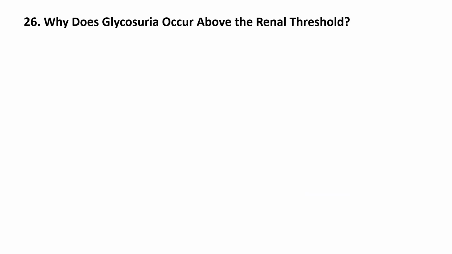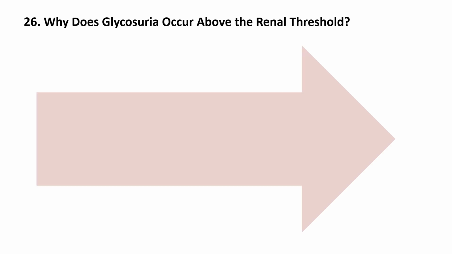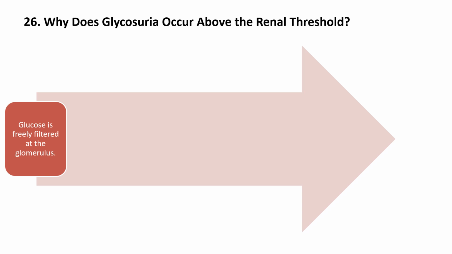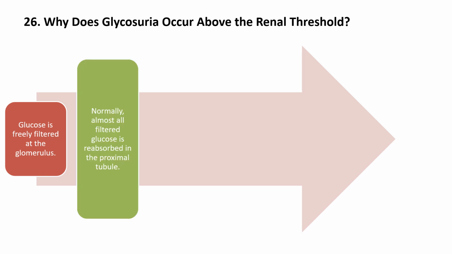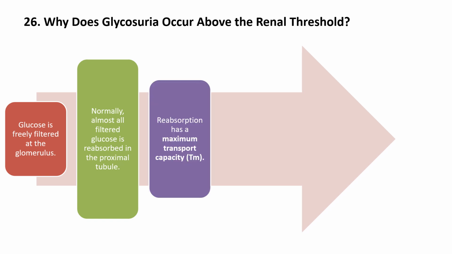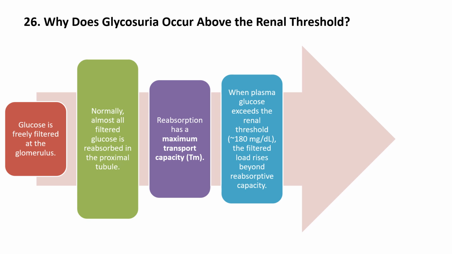Now the last question, why does glycosuria occur above the renal threshold? See, glucose is freely filtered at the glomerulus, that is the first point. So normally almost all the filtered glucose is reabsorbed in the proximal tubule. The reabsorption has a maximum capacity, that is called TM, transport maximum, that is 180 milligram.